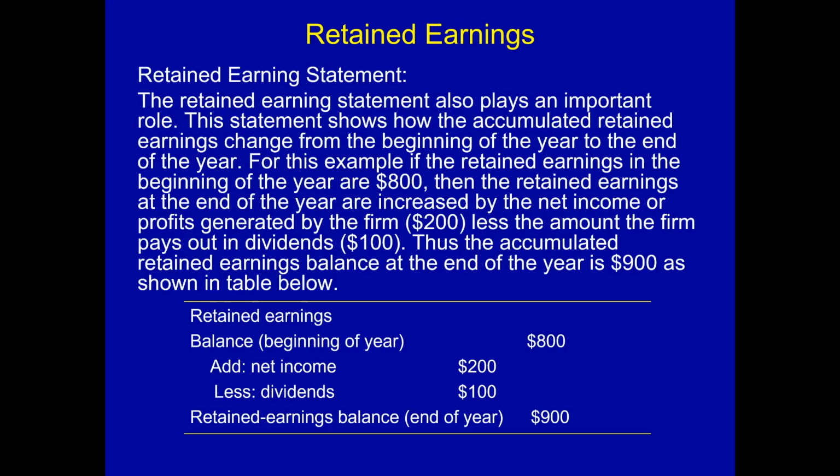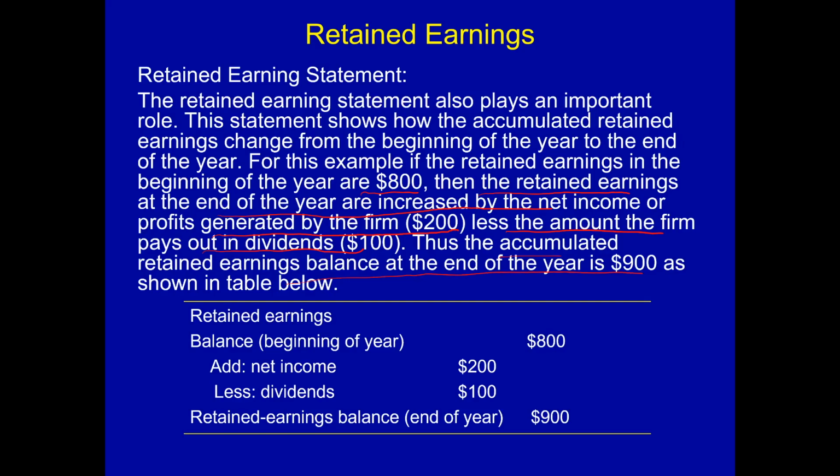Another statement is called the retained earnings statement. The retained earnings statement also plays an important role. This statement shows how the accumulated retained earnings change from the beginning of the year to the end of the year. For example, if the retained earnings at the beginning of the year are, let's say, 800, then the retained earnings at the end of the year are increased by the net income, or profits generated by the firm, which is $200, less the amount the firm pays on dividends, which is 100. So 100 increases there. Thus the accumulated retained earnings at the end of the year is 900.